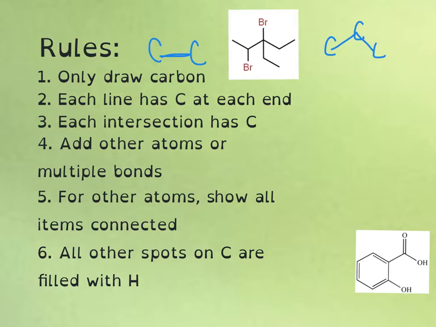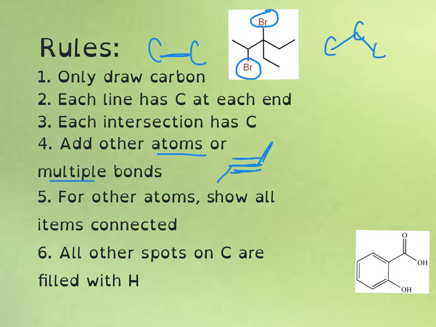We have to add all other atoms or multiple bonds. So when you have a multiple bond, for instance, if you had a zigzag going on that angle and this was the double bond, you'd have that double bond there, or a triple bond. So anytime that you see a picture with extra lines in parallel, that's telling you it's a multiple bond. Up here, we have a bromine. We actually have 2 bromines attached to this skeletal structure.